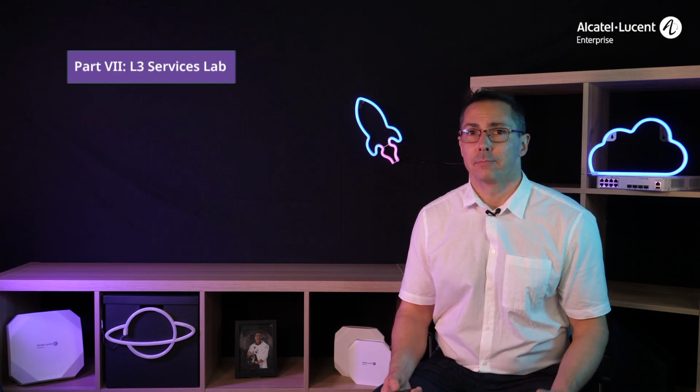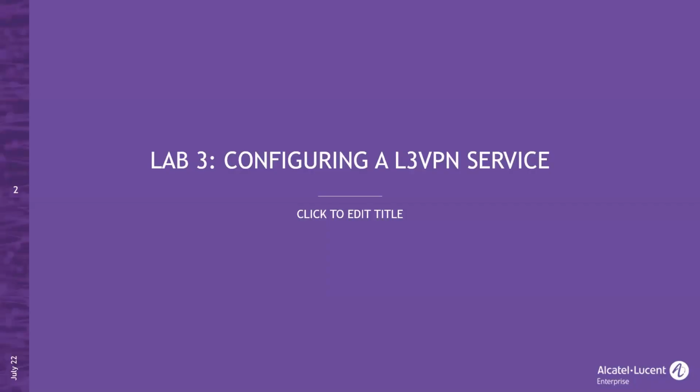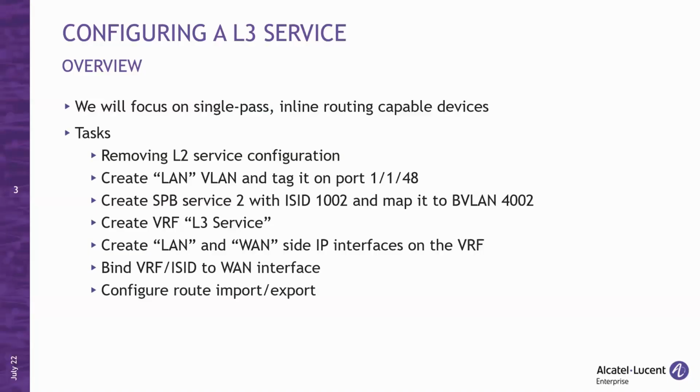Let's get to work. In this lab, we will configure a Layer 3 VPN service using single-pass inline routing capable devices. We reuse the same topology from the previous lab, but the difference is now we are using a different interface card on the VMs. These interfaces have IP addresses which are all on different subnets, and therefore routing is required.